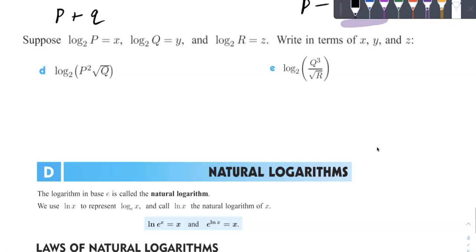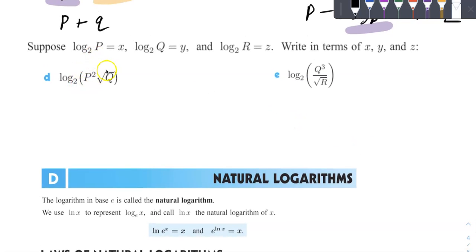Okay, let's try it again. So this one's kind of a little backwards. Log base 2 of P is X, log base 2 of Q is Y. It's the same idea, but it looks a little funkier. Right here, it's all about expanding this. So log 2 of P squared plus log 2 of radical Q.